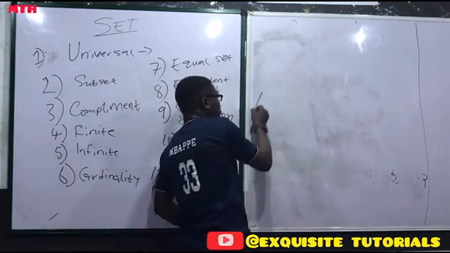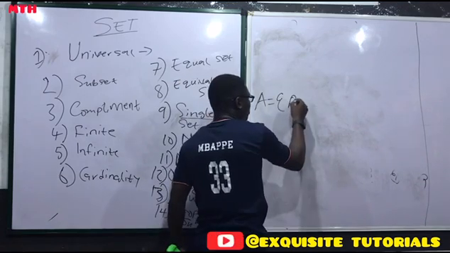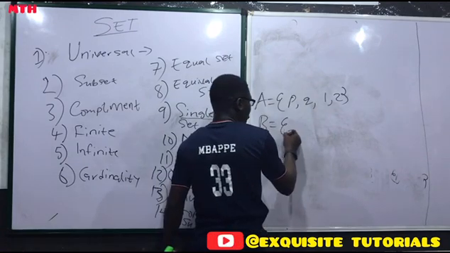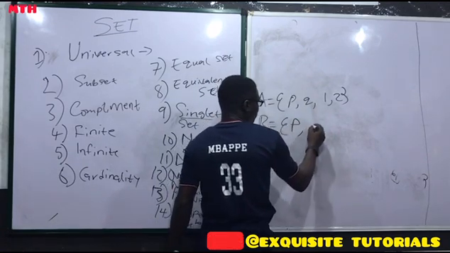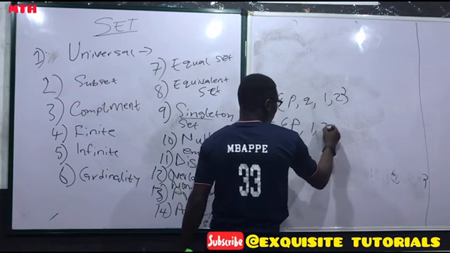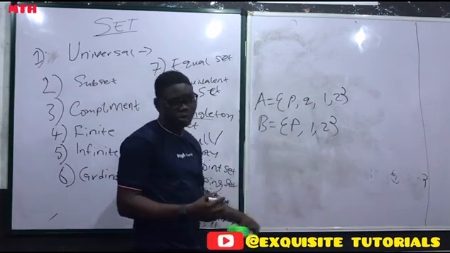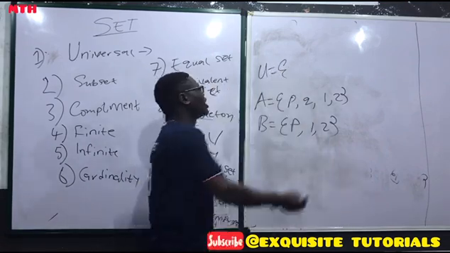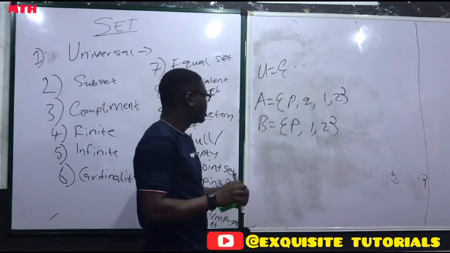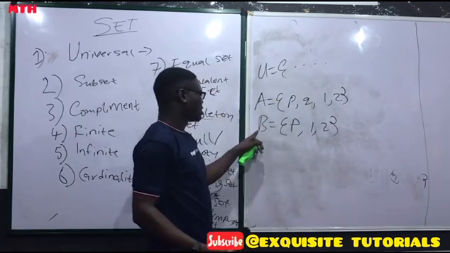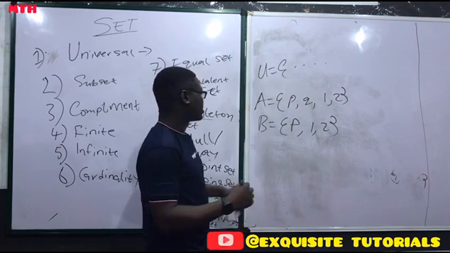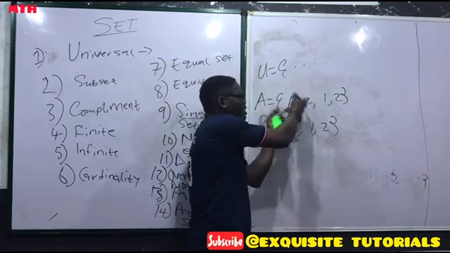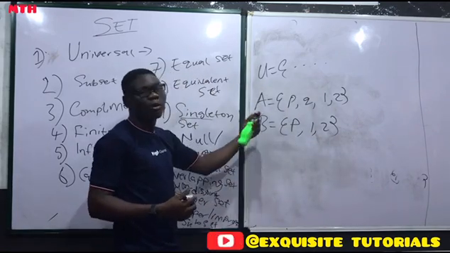Let's say we have the first subset A as P, Q, 1, 2, and the other subset B as P, 1, 2. Now all the elements that are in B are in A. Although these two are subsets of a certain universal set, probably we don't know which, they are subsets of a certain universal set. Because B is inside A, we say that B is a proper subset of A, because everything in B is completely inside A.